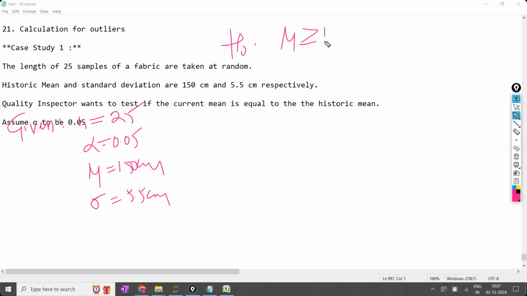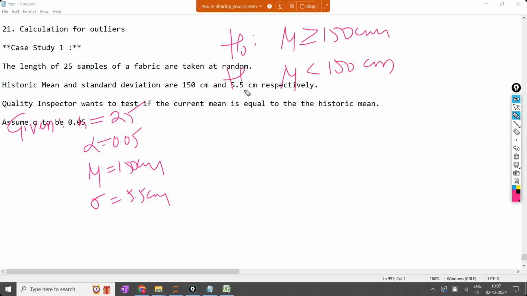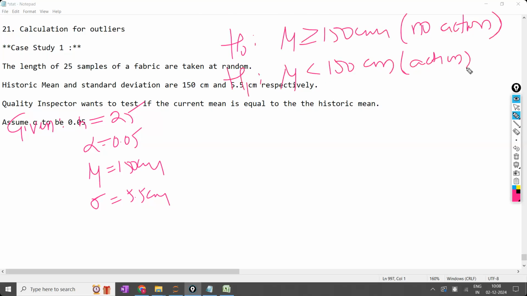Greater than or equal to 150, for them it is okay. You have given 150 centimeters. If you give 152 also, for me it is okay. But you can't give less than that. Mu less than 150, I'm going to take the action. Greater than 150, okay, no action. As an inspector, I will not take any action on you. And if you are giving less than 150, I will take the action.